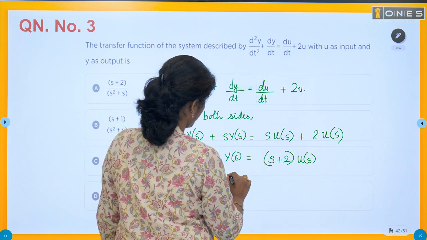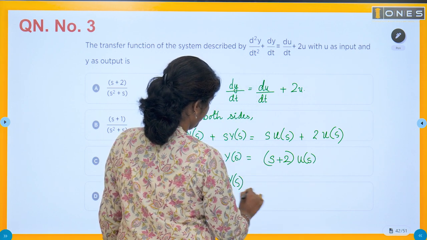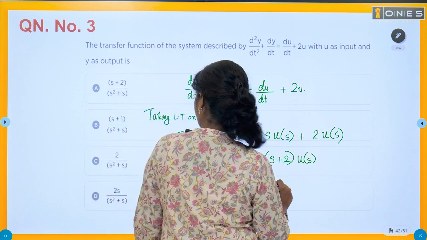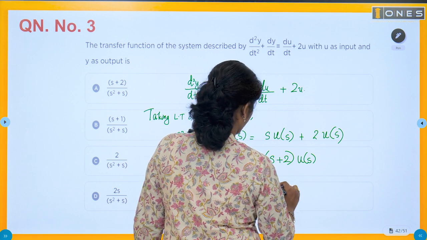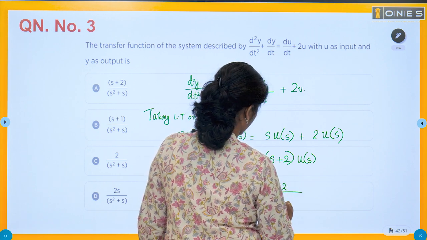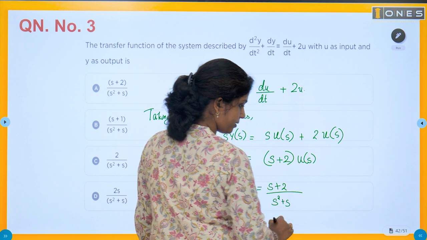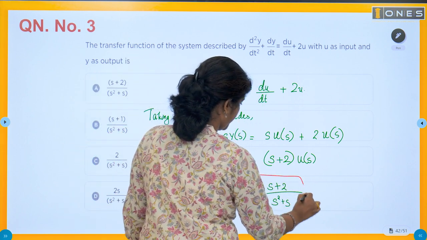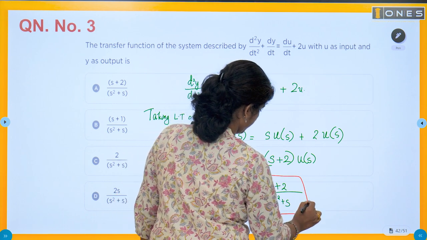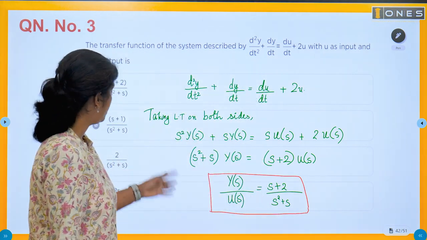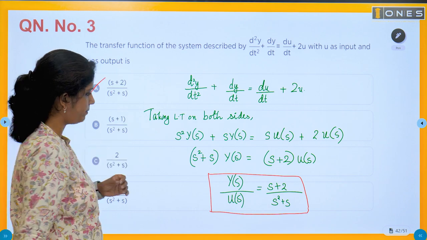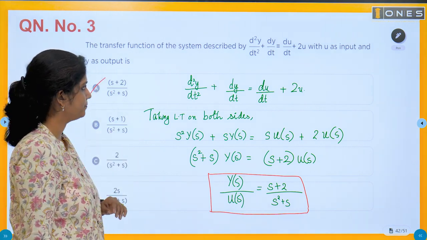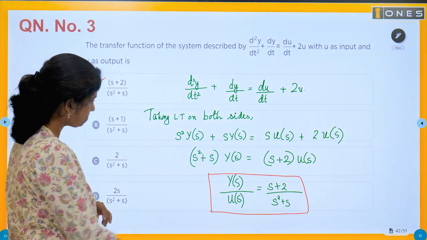So what is transfer function? Output function Laplace by input function Laplace. So we have s plus 2 divided by s square plus s. So this is the solution. Remember, even such simple questions are asked in GATE with the basic concepts. So option A, s plus 2 divided by s square plus s, is the transfer function of the system described in time domain.